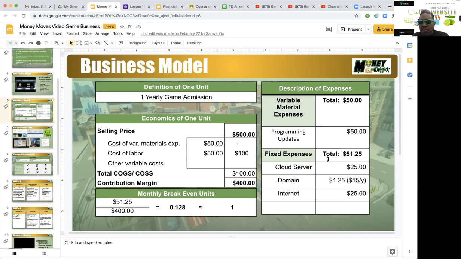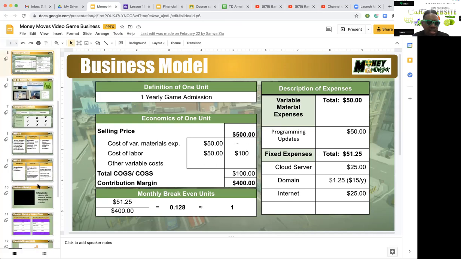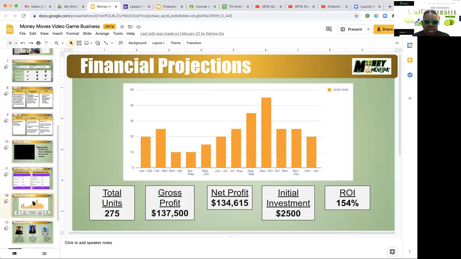Over here is a work section where you can actually describe your expenses. She does programming, fixed expense, her servers. All this is needed to get her business up and running. And here it is. You divide your fixed expense by your contribution margin, and that will give you your break-even unit. So you just have to sell one unit to break even. Pretty good. So this slide deck, that section, the cost of doing business relates to this slide. Keep that in mind.